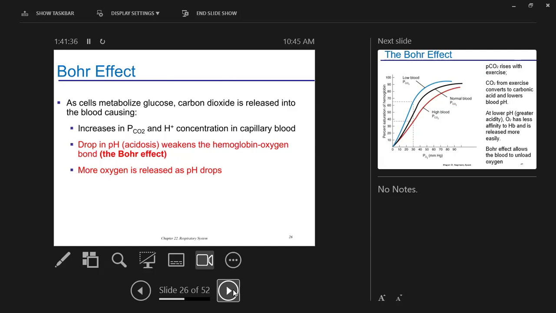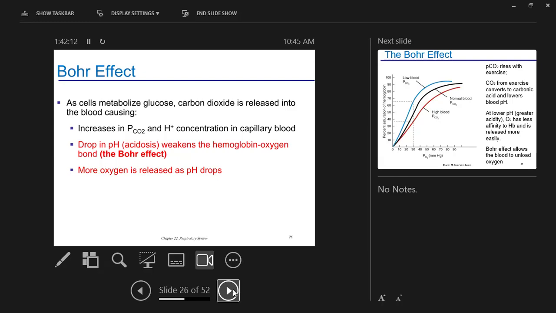So the increase in the partial pressure of the CO2 causes our pH to go down. We become more acidic. We all know that. We've been talking about that for 3 weeks. More CO2 means more carbonic acid, which makes us more acidic and we breathe faster. Okay. Well, what the Bohr effect does is that the drop in pH, this increase in acidity, causes the red cells to release more oxygen.